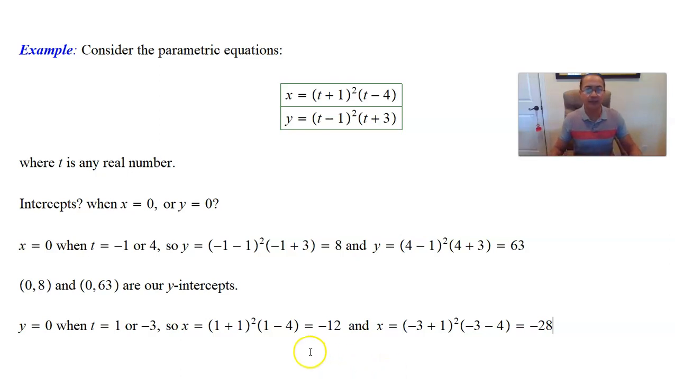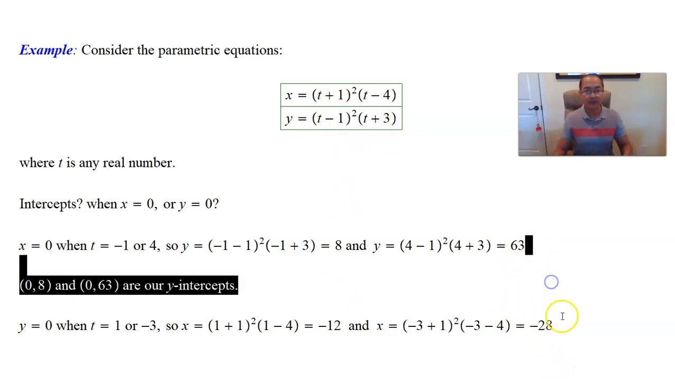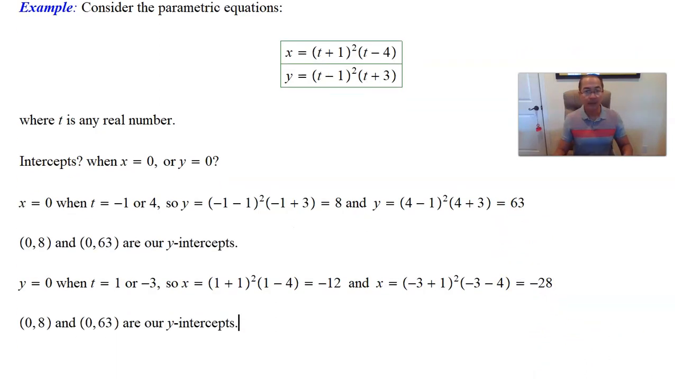So, intercepts, easy. It's basically just algebra. When is x going to be 0? Solve for t, plug it into y. When is y going to be 0? Solve for t, plug that t into x. Okay, so our x-intercepts, can I cheat? Our x-intercepts are going to be (negative 12, 0) and (minus 28, 0).